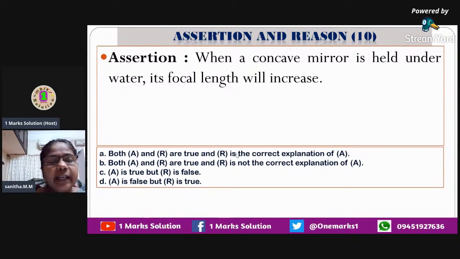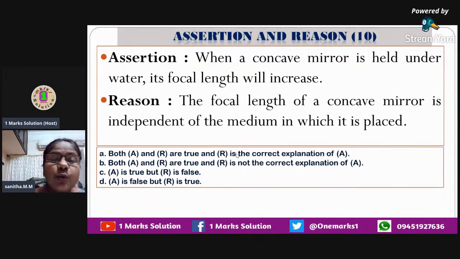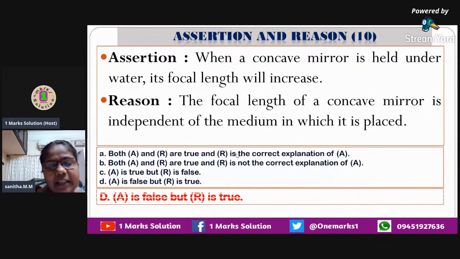When a concave mirror is held under water, we are putting the concave mirror inside water. What will happen to the focal length? Will anything happen to the focal length? Nothing will happen. It won't increase or decrease. So what is the reason given? The focal length of a concave mirror is independent of the medium in which it is placed. So the first one, it is wrong, no doubt. The focal length, nothing will happen. And the reason given is absolutely correct. Why? Because if you place it in any medium, the focal length of the concave mirror doesn't change.